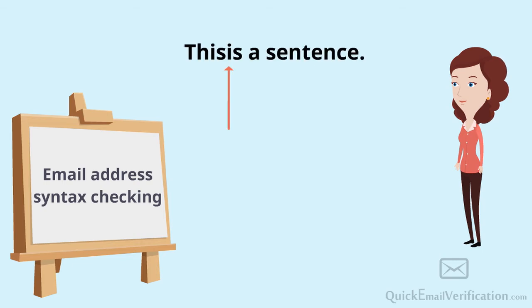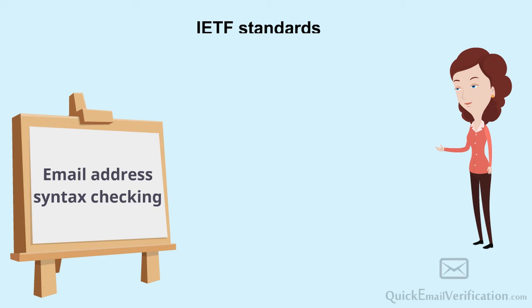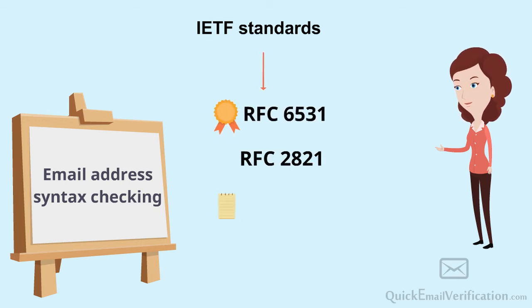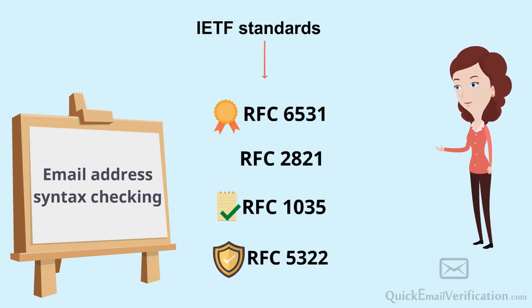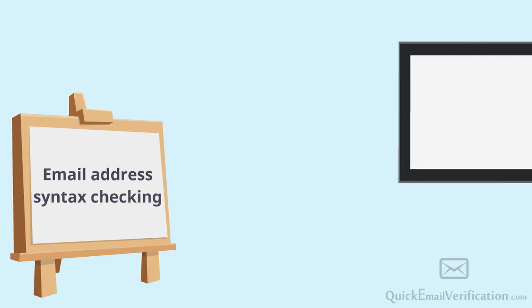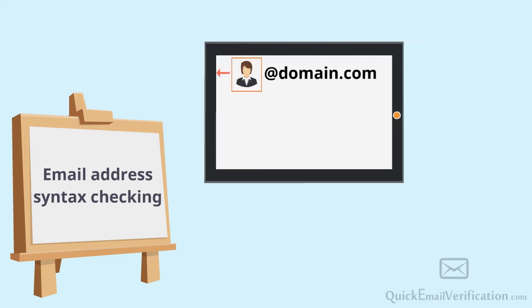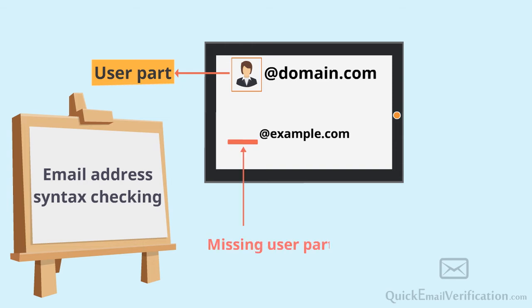Let's begin. In the first step, the verification system checks the syntax of the address. The email verifier software uses different IETF standards like the RFC 6531, the RFC 2821 and so on to check if the syntax is correct. For example, if the @ sign or the user part before the @ is missing, the syntax is considered invalid and the address is rejected.